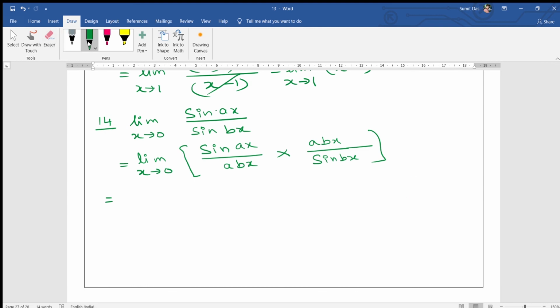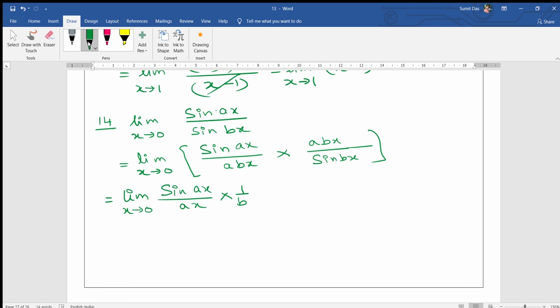Why abx? b I can take outside as a constant, and ax and ax are there. Similarly, here I will take out the a outside. So bx will come down and it will be sine bx by bx. This trick should be learned. So next line I will write limit x tends to 0 sine ax by ax into 1 by b.